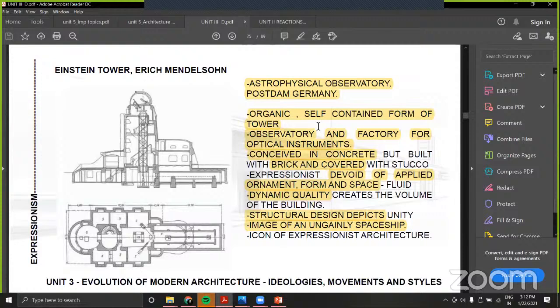Yeah. So for expressionism, we will see Einstein and Erich Mendelssohn. This can be asked in any 1 mark or 2 mark question, so just note down all the main points.